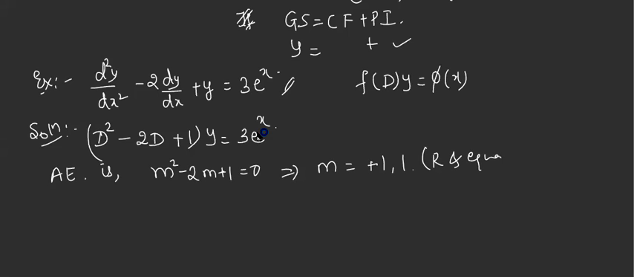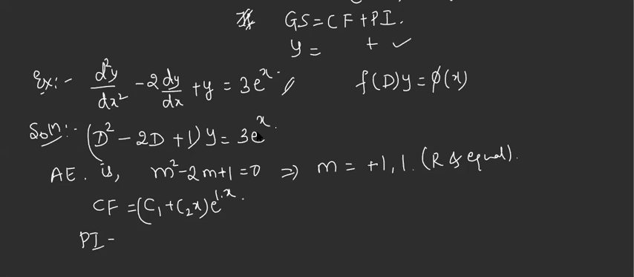Now when you write for non-homogeneous, I will not call it as GS. What do I have to call it as? CF. Remember this. How to write for real and equal? C1 plus C2 x into e to the power 1x. Very good. Done. This is CF.